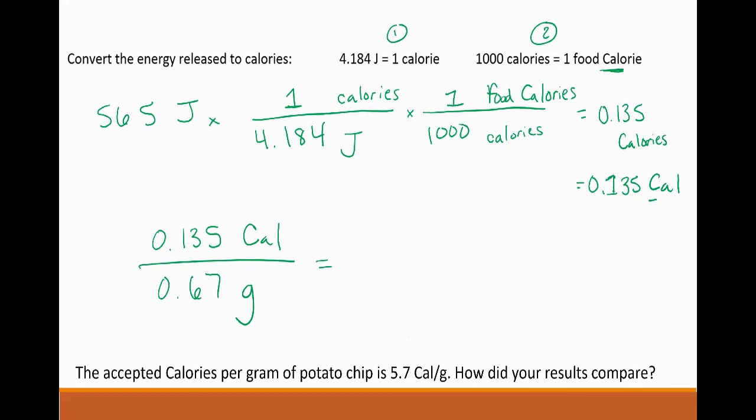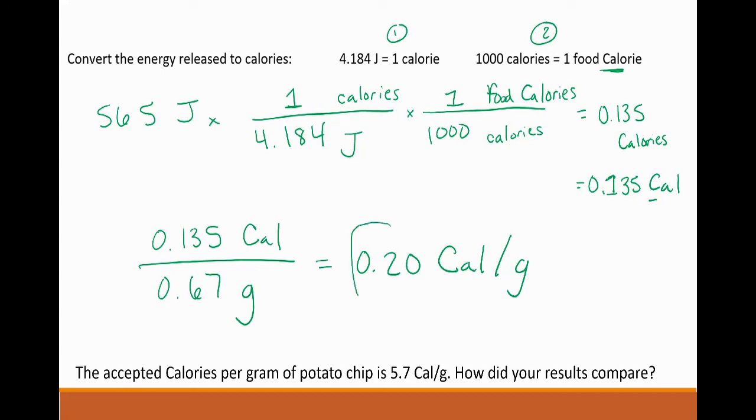So we'll go ahead and divide 0.135 by 0.67 grams. That gets us 0.20 calories per gram for our potato chip. Now, I put a little value at the bottom that says the accepted calories per gram of potato chip is 5.7 calories per gram. How did our results compare?